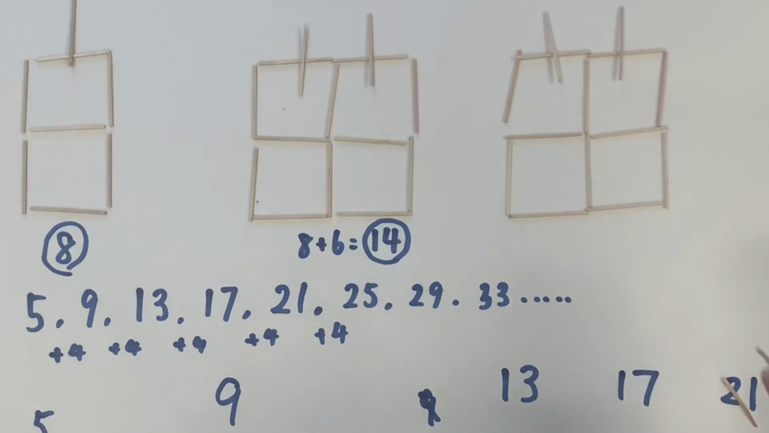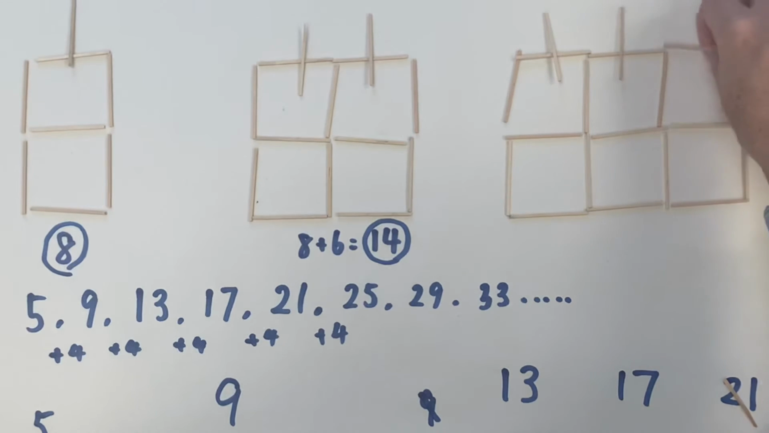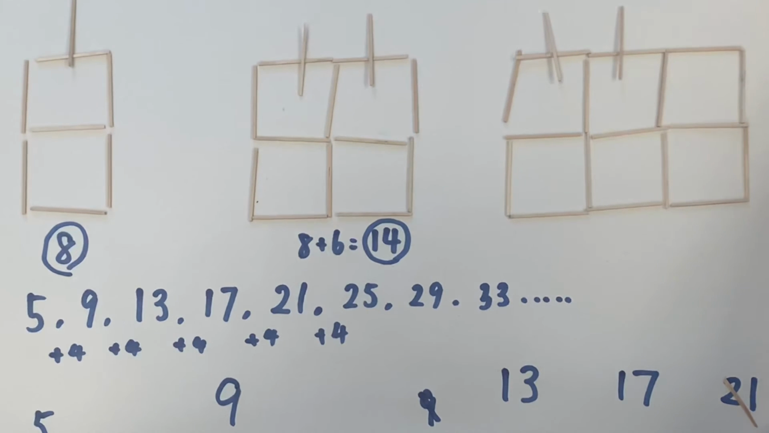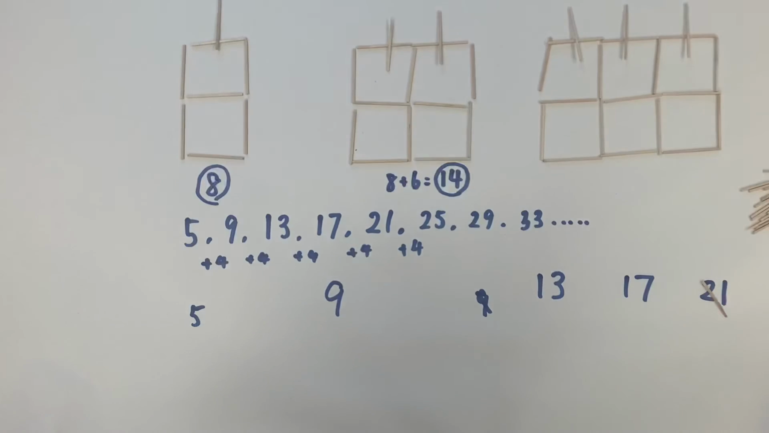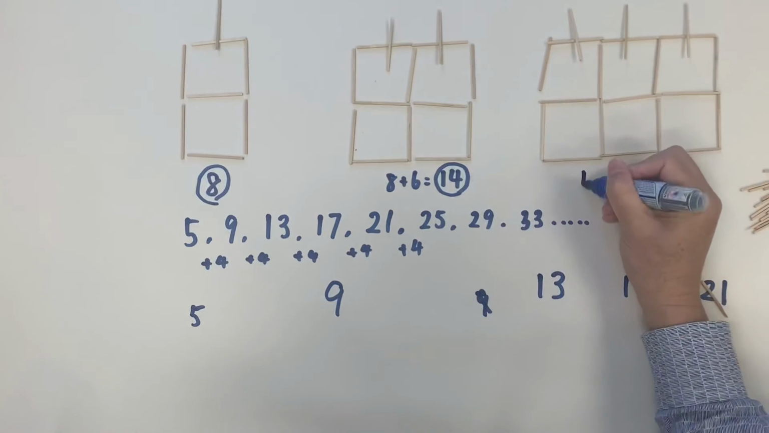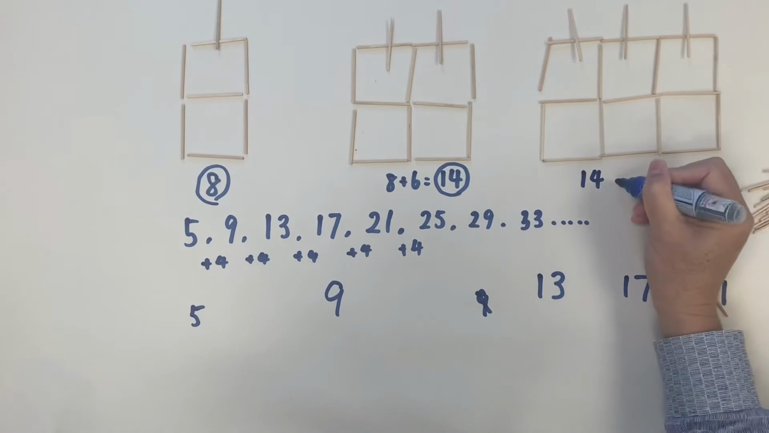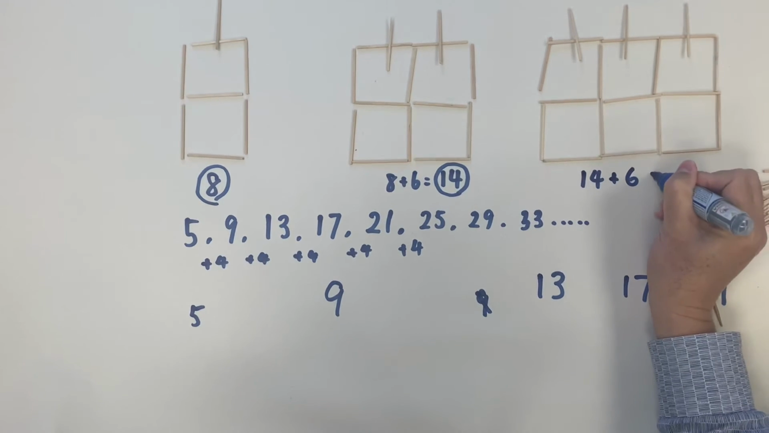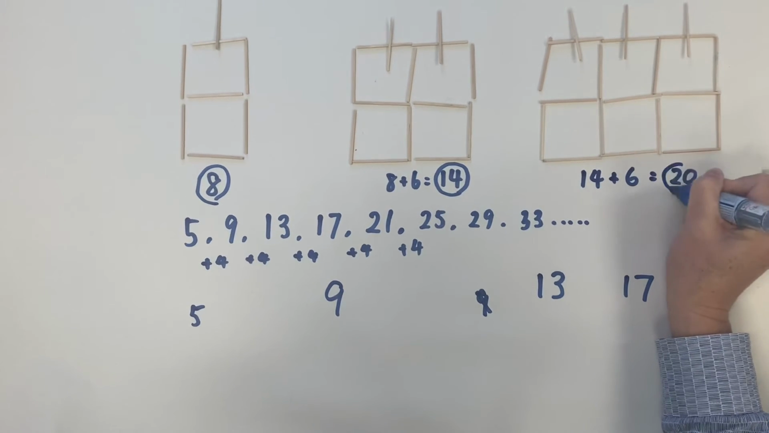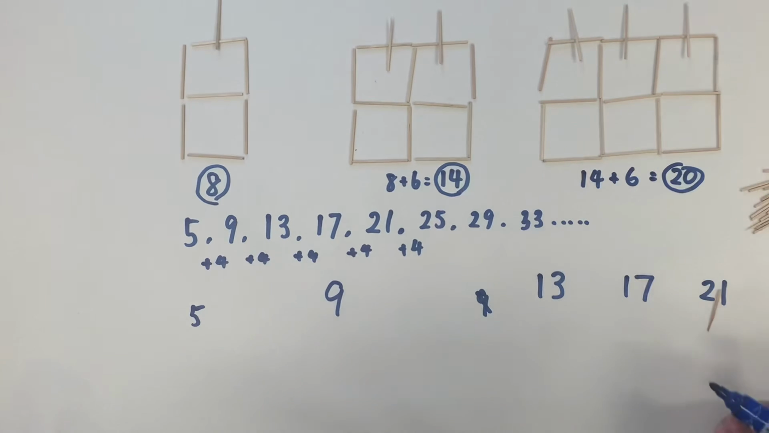Now this next block, let's count 1, 2, 3, 4, 5, 6. I'm adding 6 again. So the last building had 14 sticks. I just added 6 more. That is 20. So that's a new number pattern for us.